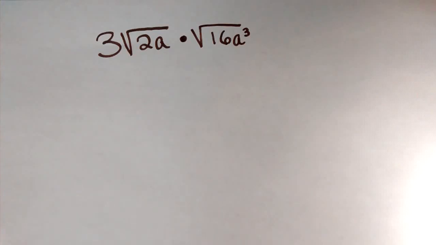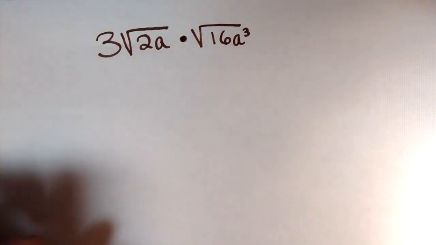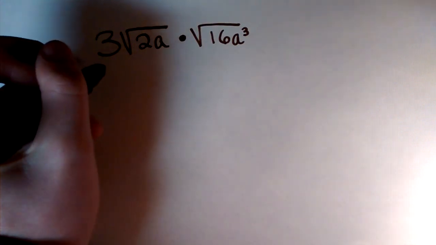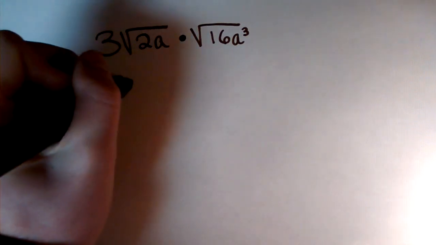Math with Mr. Seitz. The problem that we are looking at is 3 radical 2a times radical 16a to the third. Now, the first thing I'm going to do is rewrite this problem and show how it can be rewritten using factors. So, the first term, 3 radical 2a, I can't write that in terms of the product of its factors any further, so I'm just going to rewrite it as 3 radical 2a.